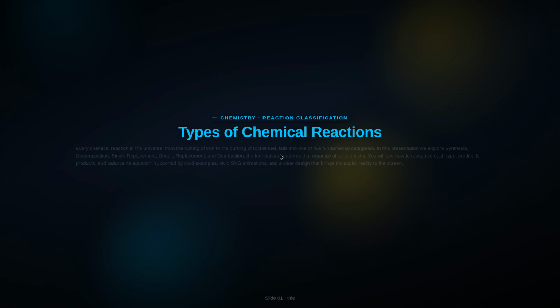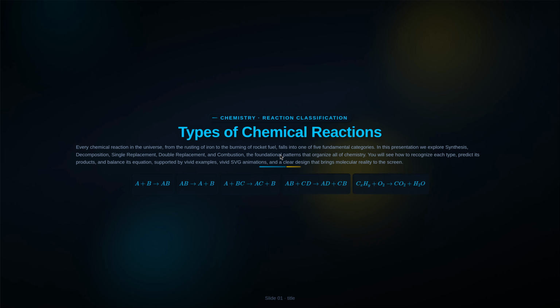Types of chemical reactions. Welcome to today's chemistry lesson. Every chemical change in the universe, from the rust on a nail to the fire in a furnace, follows one of just 5 fundamental patterns: decomposition, single replacement, double replacement, and combustion. Pay close attention. By the end, you will recognize these reactions everywhere in nature.